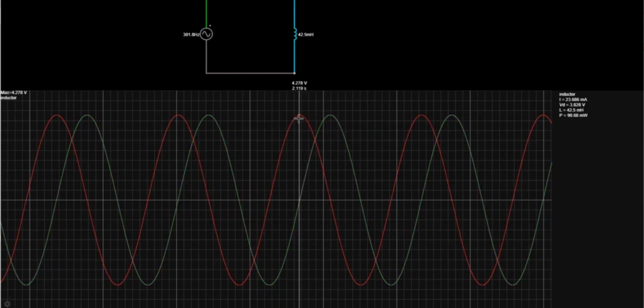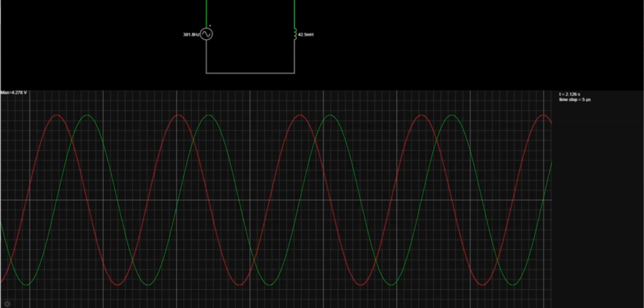Let's look at any particular point in time. Well, I think that's good for now. Let's do one more thing, and then you're going to submit this. You're going to submit a link to a group chat. Okay. So here goes. And you can see the voltage values are the same. So this is what we were hoping for. My peak voltage across my inductor is 4.278, and my peak voltage across my resistor is also 4.278.